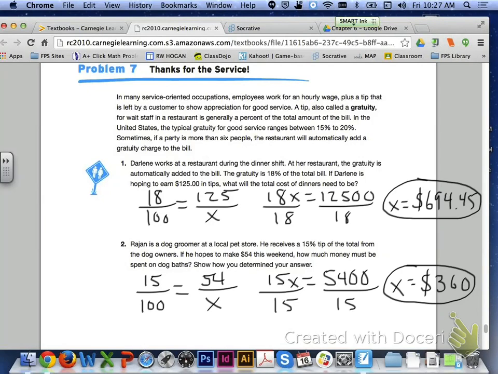If we look at number 2, it says Rajan is a dog groomer at a local pet store. He receives a 15% tip of the total from the dog owners. If he hopes to make $54 this weekend, how much money must be spent on dog baths? Show how you determined your answer. So again, this is another case where we know the percent, we know the part, we have to determine the whole. So after I set my problem up and I cross multiply, x is going to be equal to $360. That's how much money must be spent on dog baths.